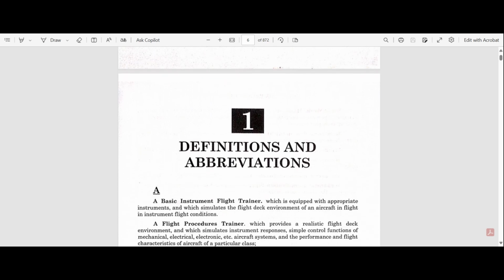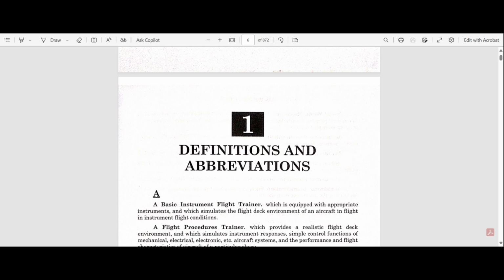Hi everyone. So today we are going to start with the very first chapter of Air Regulations by R.K. Bali. So it's about some of the various different and some important abbreviations. We're not going to do all of them, but definitely the ones which are important to be known.